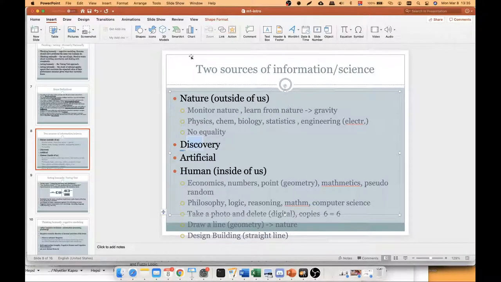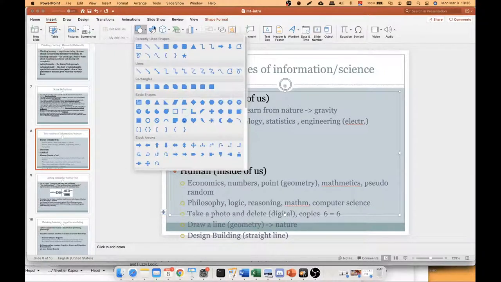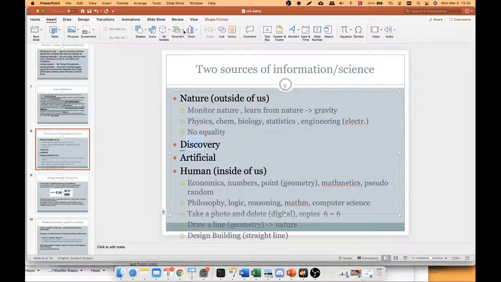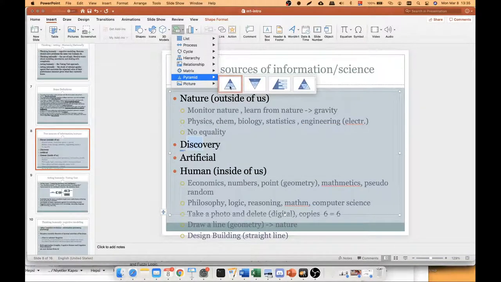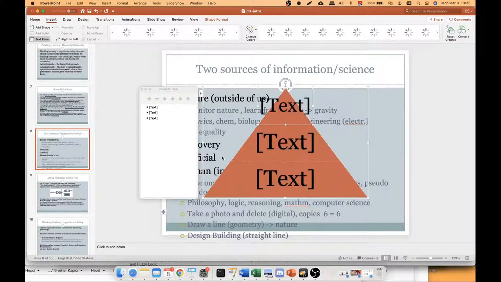I have a very famous shape that I like. I'm not sure if I will be able to find it, but let me just try my chance here. Yeah, there's a pyramid here. Maybe you are already familiar with the data, information, knowledge, and wisdom pyramid. So let's go over it one more time.